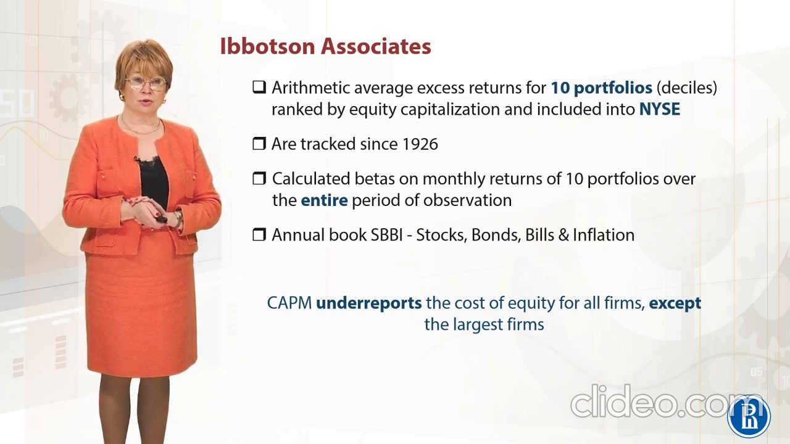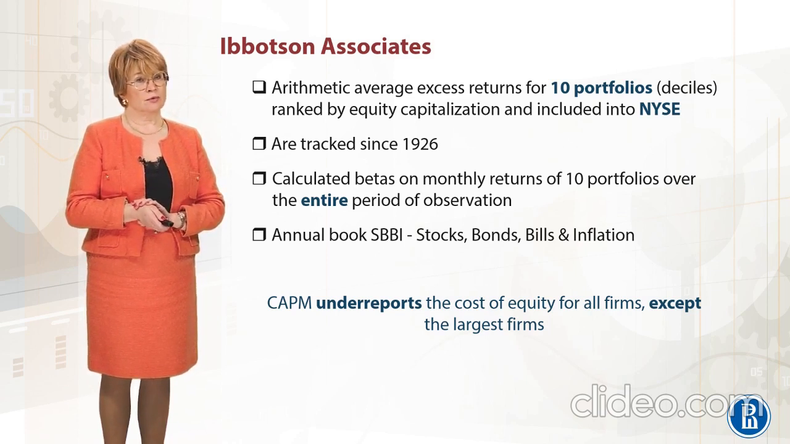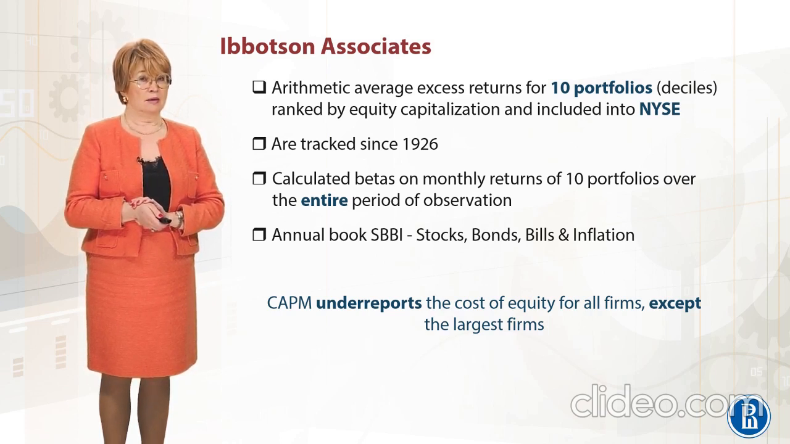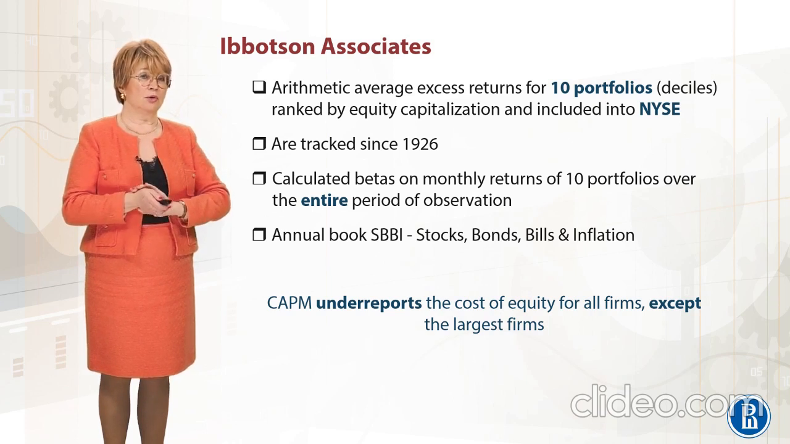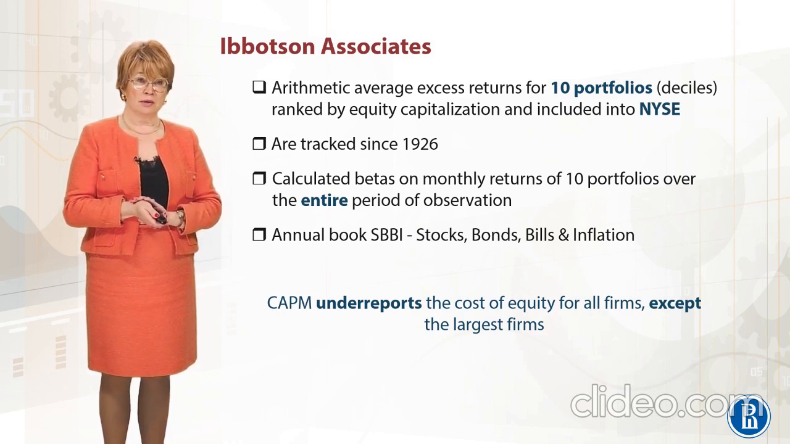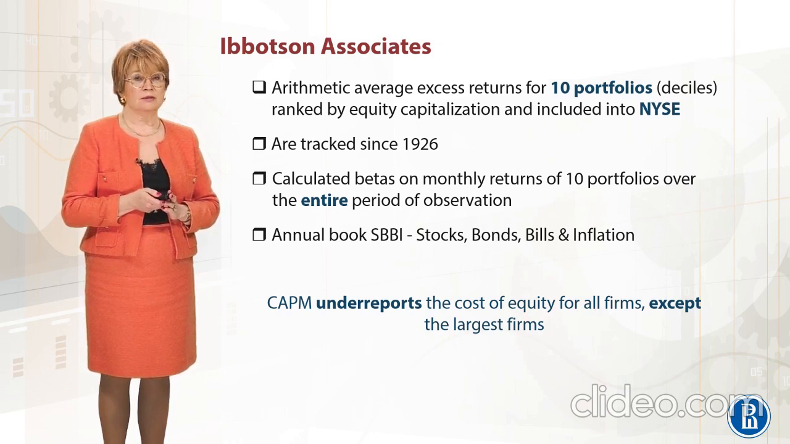Analysts of Ibbotson Associates, as you see here on that slide, are observing arithmetic average excess returns for 10 portfolios or deciles of stock ranked by the equity capitalization. And they again are using the New York Stock Exchange equity index when computing market risk premiums. So they are calculating betas on the monthly returns of these 10 different portfolios, which are ranked by the market cap for this very long entire period of observations.